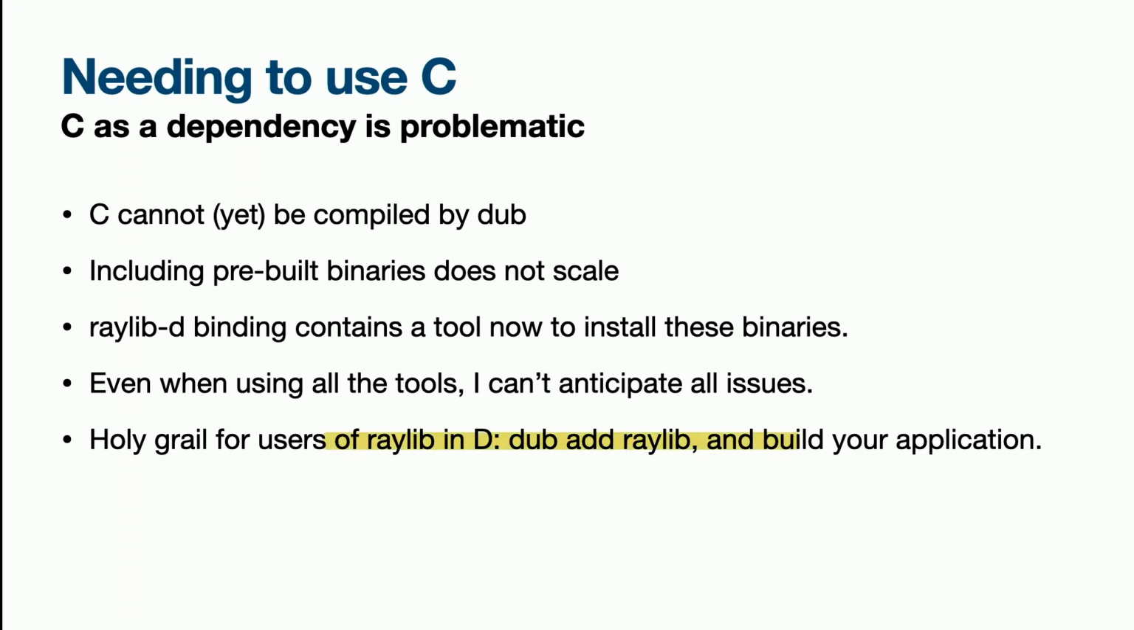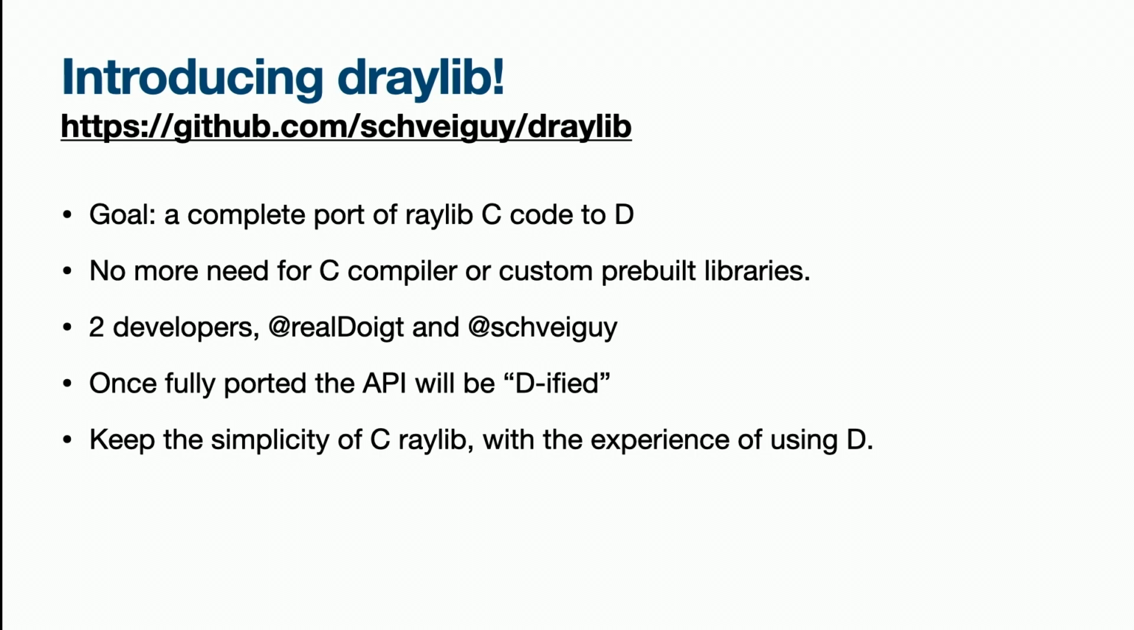But the holy grail here, the thing we want, is for dub add raylib, and then you build your application. I don't want to have to download anything else. I just want this to work. So I created a new library called draylib. This is a really hard name to figure out. But anyways, the goal is to port all the C code to D. Kind of an ambitious goal.